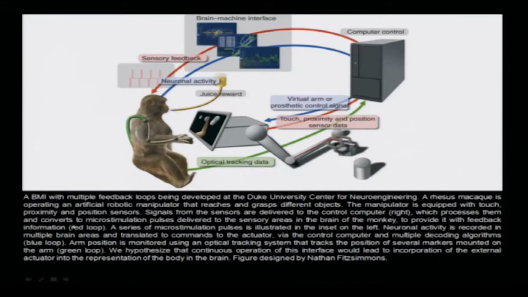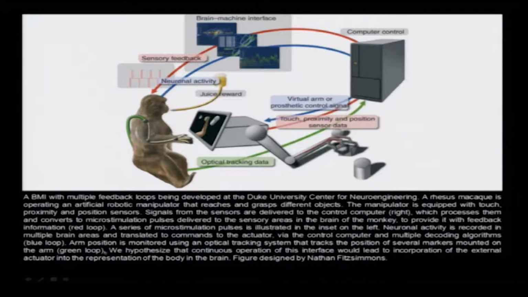which processes them and converts them to microstimulation pulses delivered to the sensory areas of the brain of the monkey, which I have already shown you, to provide it with feedback information, which is the red loop. You could see a series of microstimulation pulses is illustrated in the inset on the left. So these are those microstimulation pulses, what you see on the left.